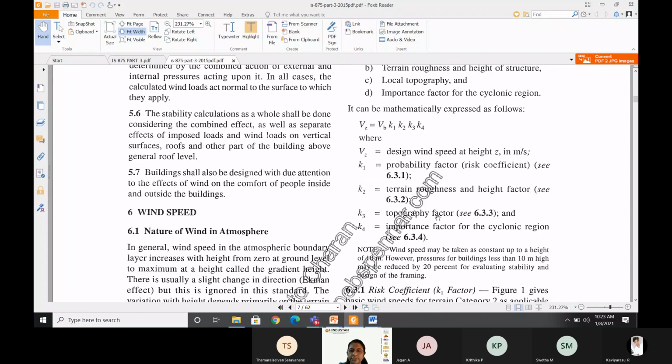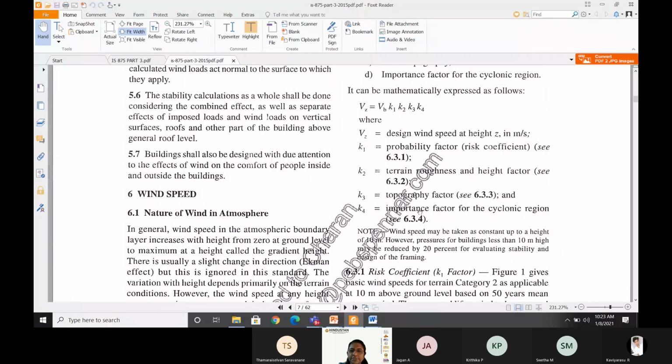K3 is known as the topography factor. Topography is nothing but whether it is a level ground or it is in a hilly area or a mountain area, or how the topography of the area is, whether it is a flat area or a plain area or a completely populated area. So like that, the topography factor will be decided by the K3 factor. And K4 is the importance factor for the cyclonic region.